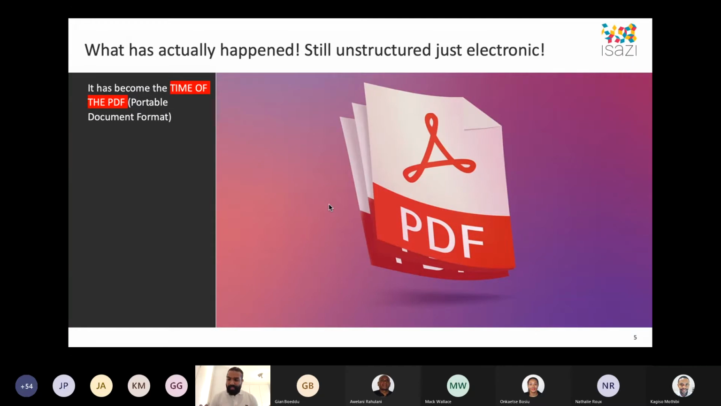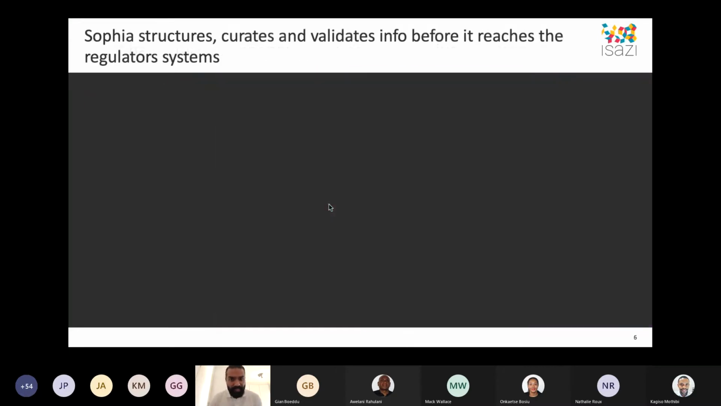And what actually happened instead is we hit the time of the PDF. Even if you find companies today, if they come out with an app and say they're paperless, you'll find an upload button on the app where we upload our FICA documents, ID books, bank statements, etc. And this is not really paperless, because what you're actually after is the structured data, because somebody still has to extract that information from the PDF.